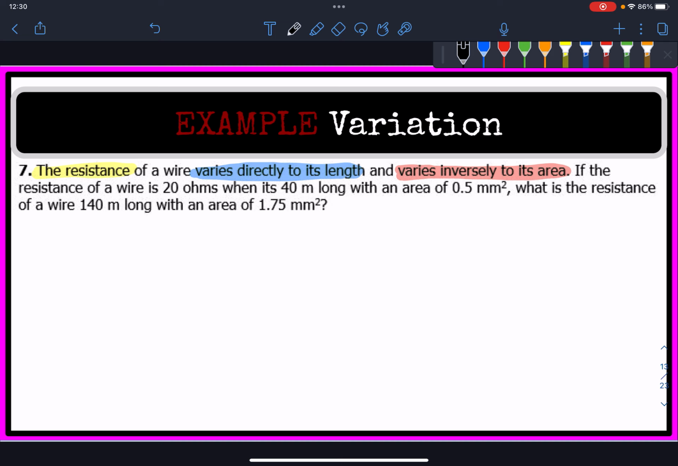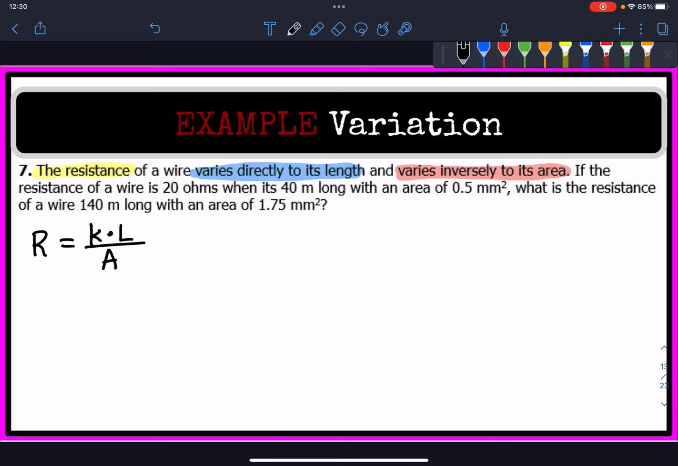So let's use R for resistance. So the resistance R varies directly to its length, means that it's going to equal k times the length of the wire. So we'll use capital L for the length. And varies inversely means that the k is divided by the area. But again, since we're multiplying the k and the L, it also gets divided by the A.